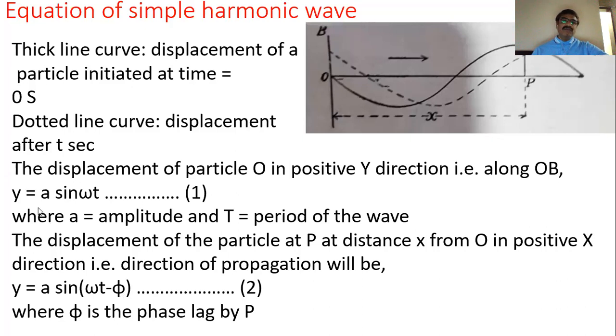Let it be represented by phi. If the displacement of the particle at O along the y direction is a sin omega t, then what will be the displacement of point P? The amplitude is one and the same, with no change, but there will be a change in omega t, which is the phase. Since P is lagging behind, the phase will be less: omega t minus phi, where phi represents the phase by which the particle at P lags behind the particle at O. So the displacement of the particle at point P will be a sin (omega t minus phi).